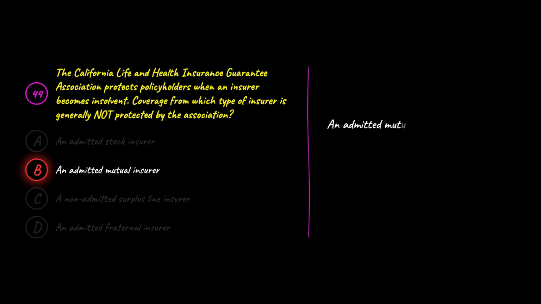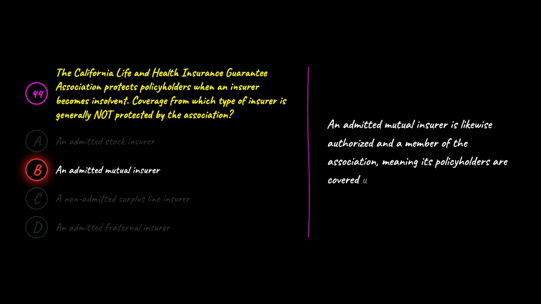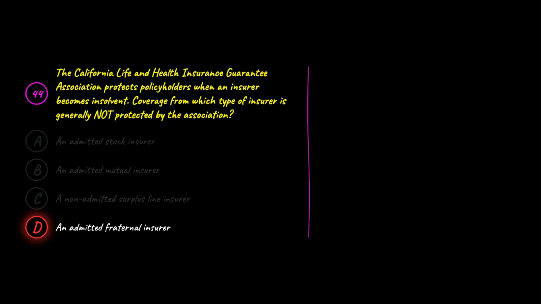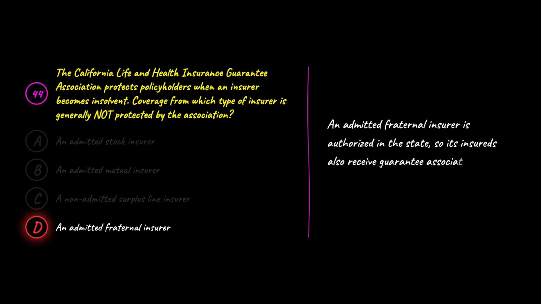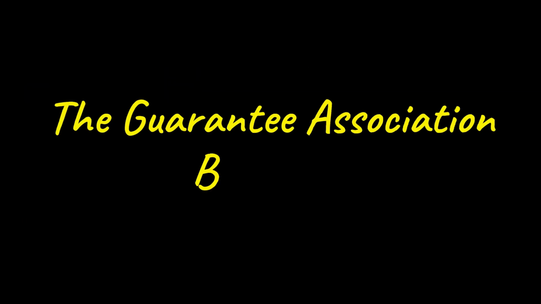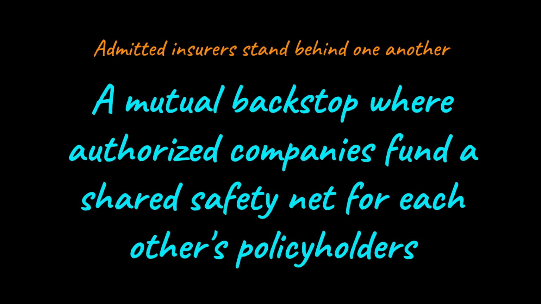B is wrong because an admitted mutual insurer is likewise authorized and a member of the association, meaning its policyholders are covered up to the statutory limits. D is wrong because an admitted fraternal insurer is authorized in the state, so its insureds also receive Guarantee Association protection in an insolvency. When an insurer fails, policyholders risk being left with worthless promises. California's Life and Health Insurance Guarantee Association exists to prevent that, but its protection has a crucial limit. The system works like a mutual backstop.